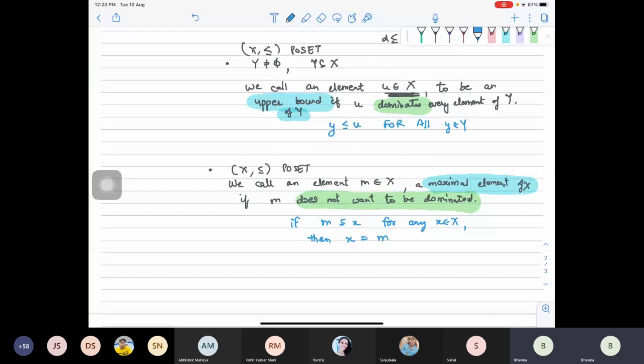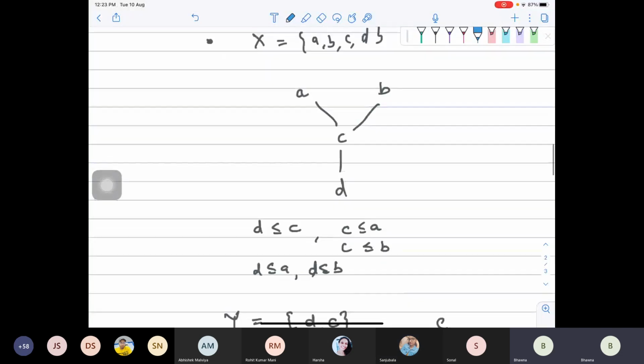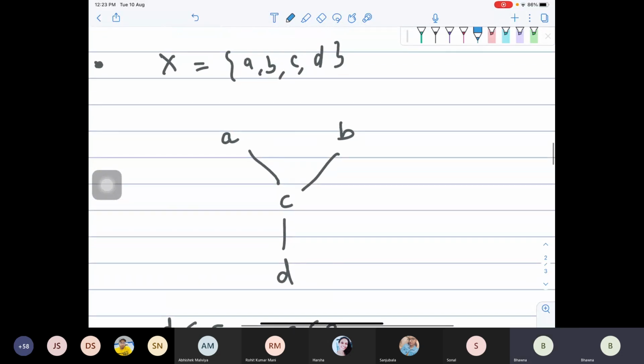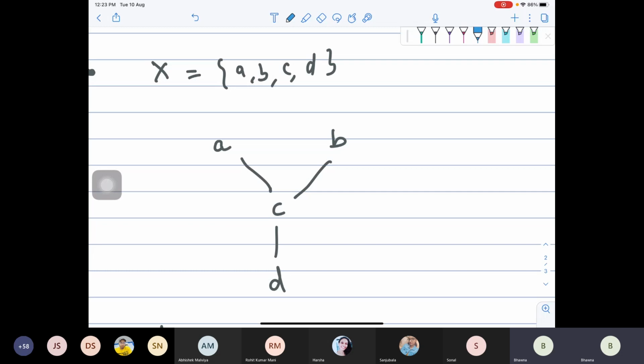Let's come back to this one. Is this poset clear to everyone? What is the relation in this poset? Is it clear to everyone? See, if in this poset I am taking Y to be X, I want to find, so my question is, what is an upper bound for X? This is the question.